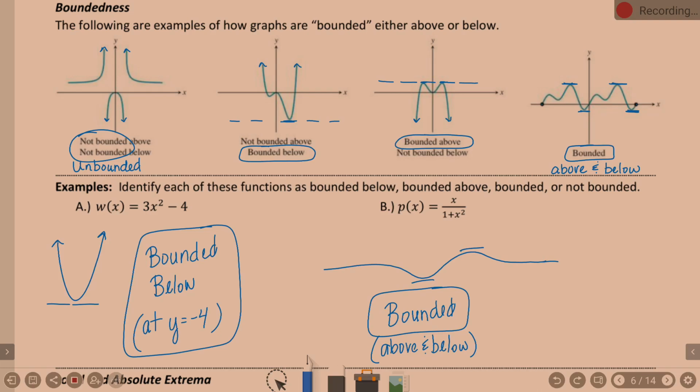Okay. Are we good there? We got one other section. We'll see what we can do with it real quick.